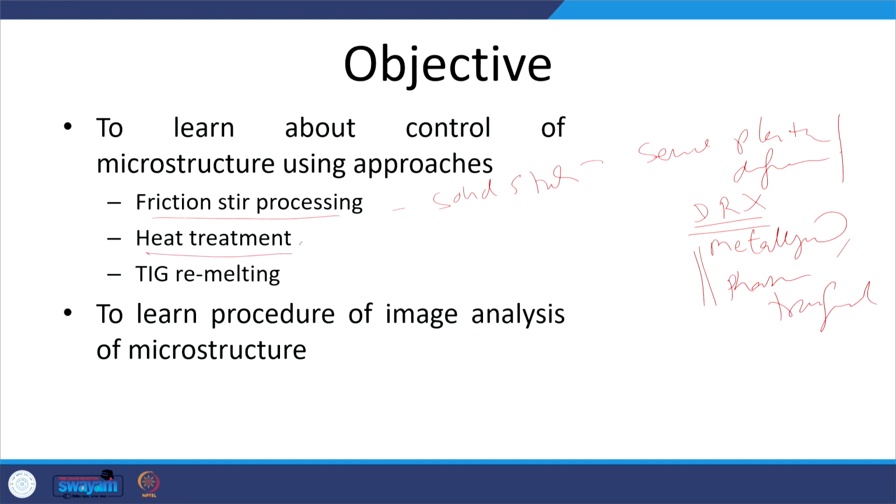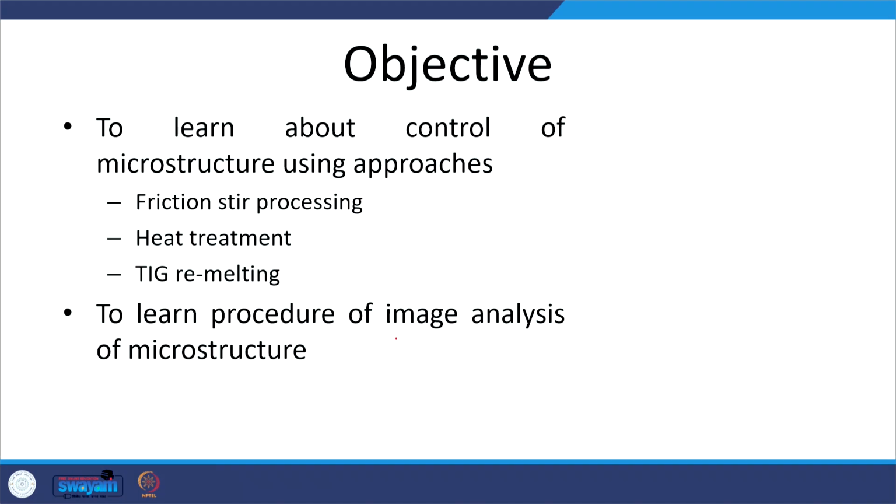Then heat treatment, which basically involves controlled heating, soaking and cooling cycles in order to realize the desired microstructure and phases, so that we have control over the mechanical properties. So, mechanical properties can be realized through the appropriate control of the microstructure.